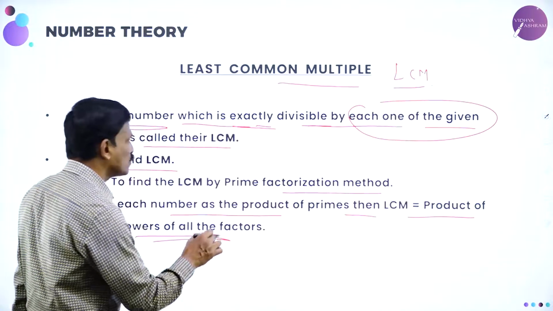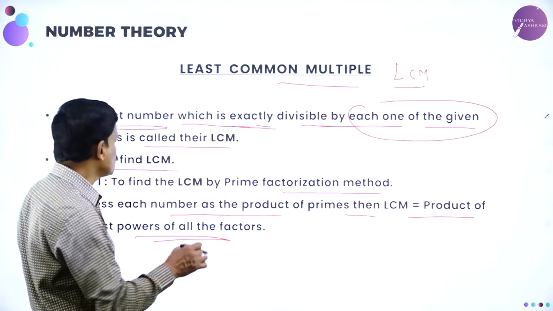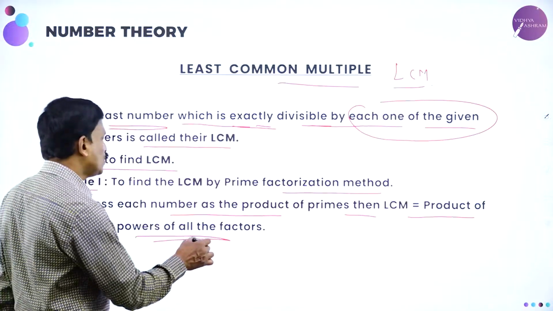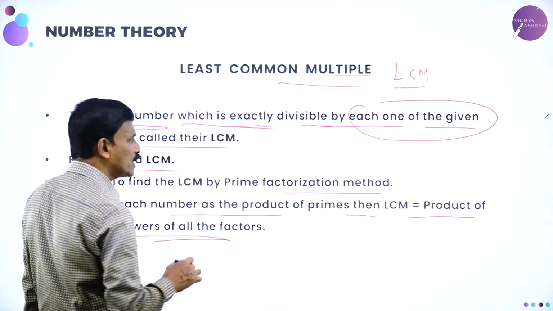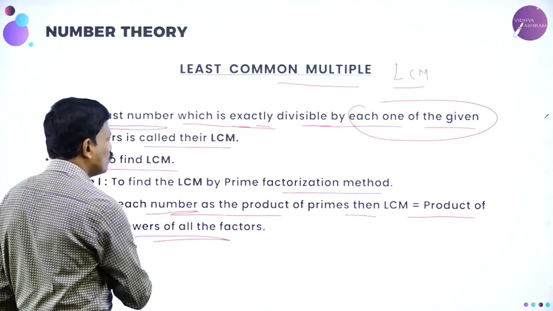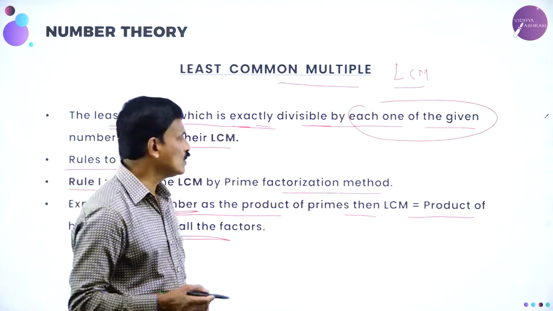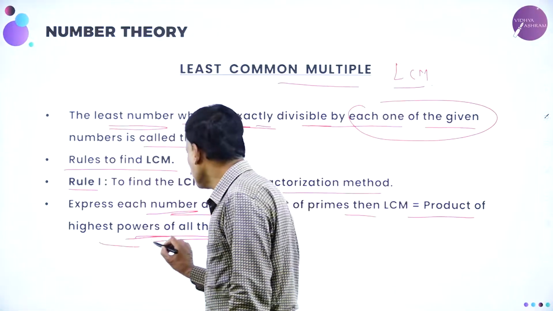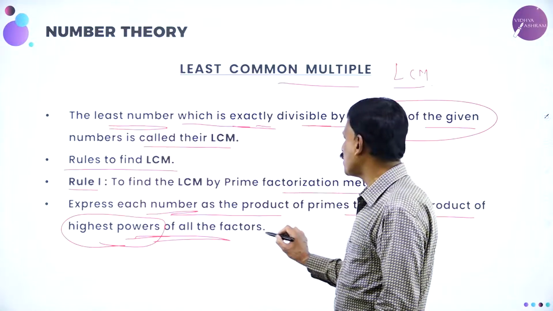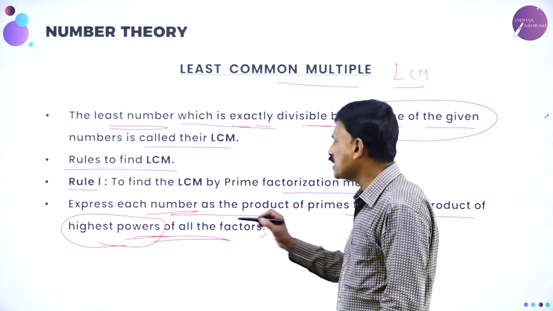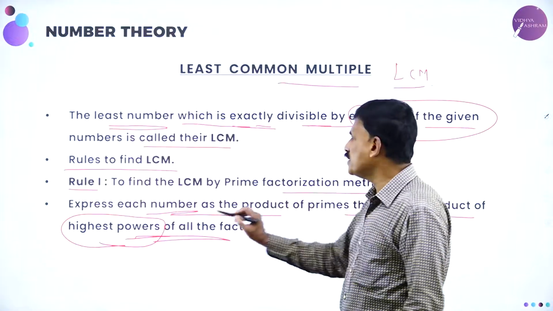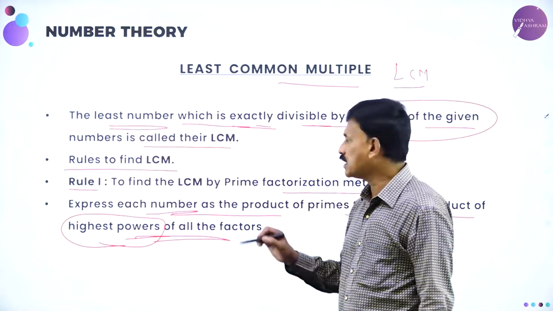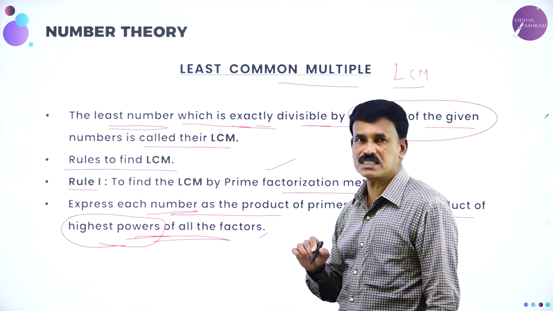This is a very important concept. The LCM can be determined using the prime factorization method. In the prime factorization method, write down all the numbers as the product of primes. Then the LCM is equal to the product of the highest powers of all the factors. That is known as the prime factorization method.